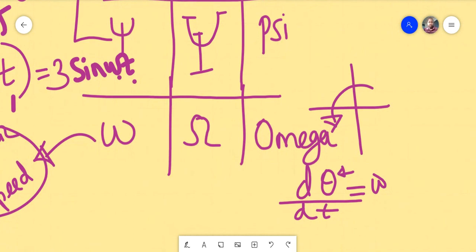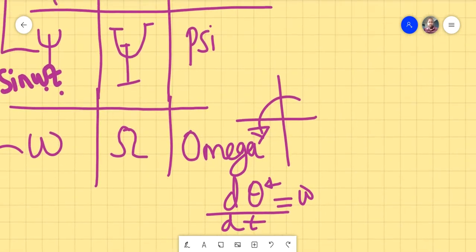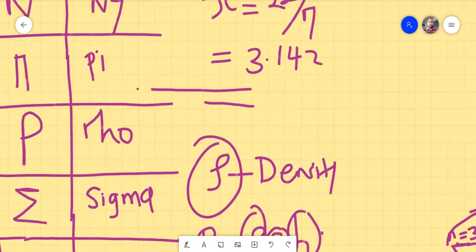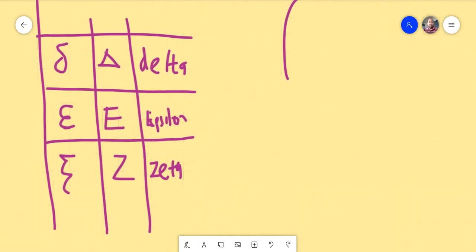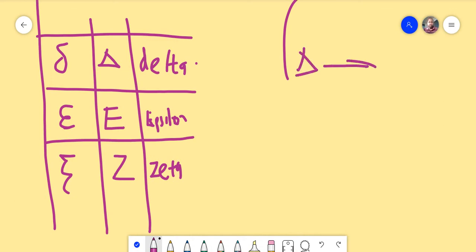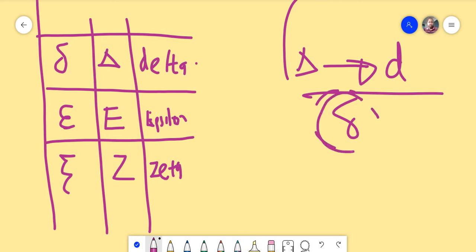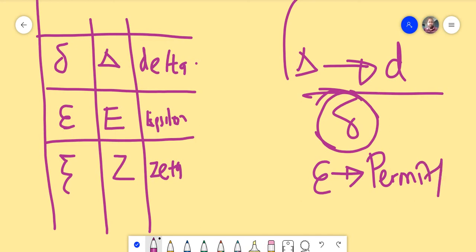Then this small omega, I've not used it for quite a long time, and I can't remember exactly what it means. So let's come to this other side. Delta, like I said, we use in differential equations, especially this symbol, the one that usually converts to capital D. And later we'll see delta also has some engineering significance. And this one, epsilon, is usually used to represent permittivity.